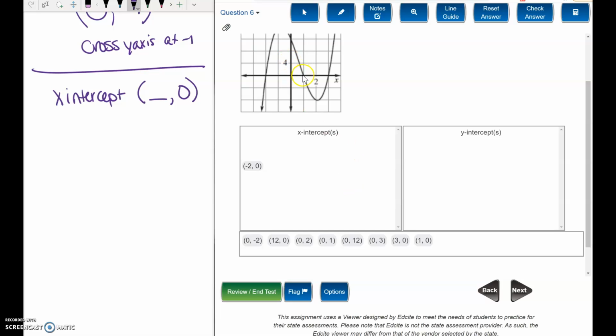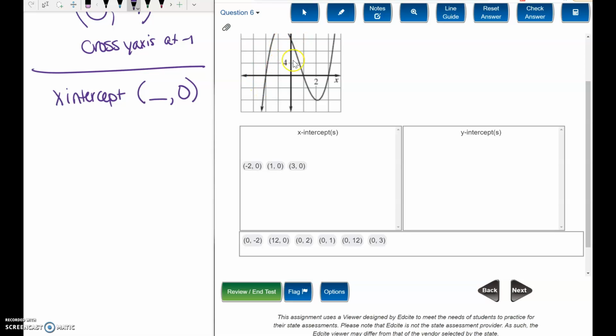The next x-intercept is at 1, so that would be 1, 0. And the next one is at 3, so 3, 0. Notice there is a 0, 3, a 0, 1, and a 0, -2. Those are the distractors that are there to check to see if you remember that your x-intercepts have to have a y value of 0.